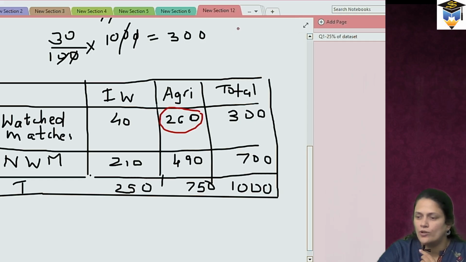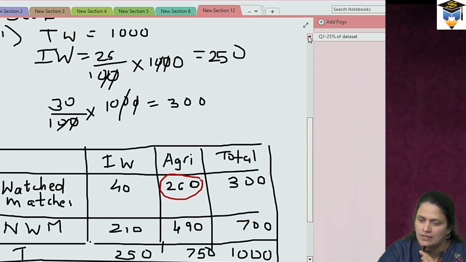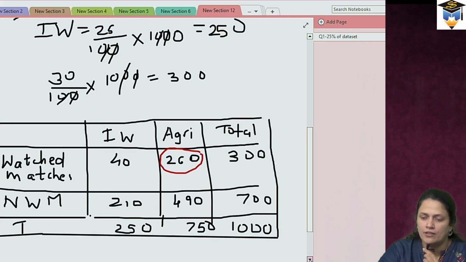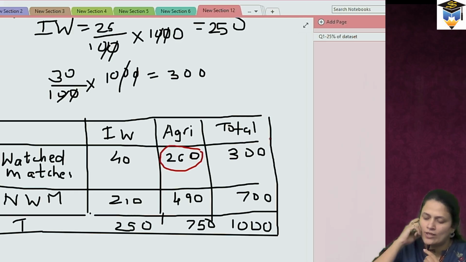Have you understood what I have done over here? From the given information, I have found out the values. Then we have formed a table: watched matches, not watched matches, IW is the industrial workers, agricultural workers, and total. And they have asked us the agricultural workers who had watched World Cup matches on TV. So that number is 260. I hope everybody has understood this. Only subtractions you have to do.